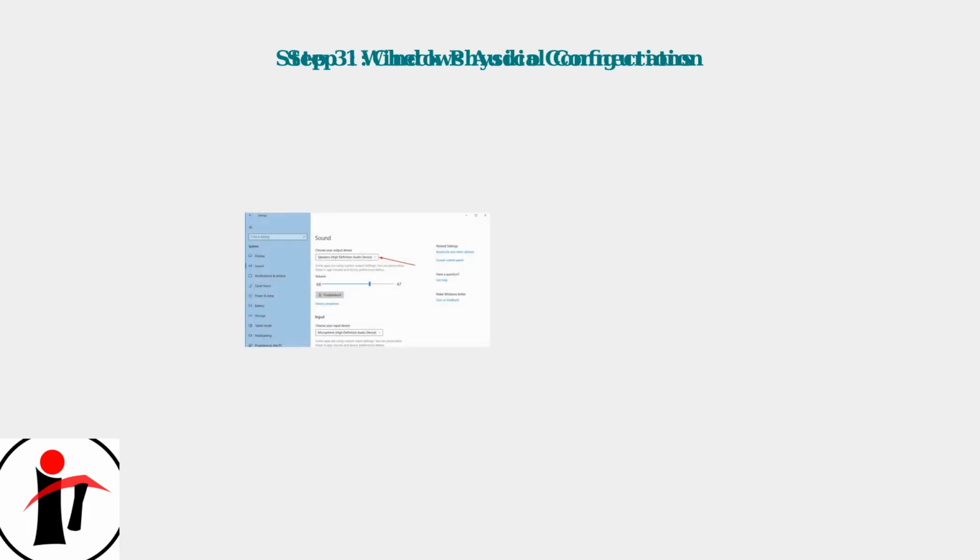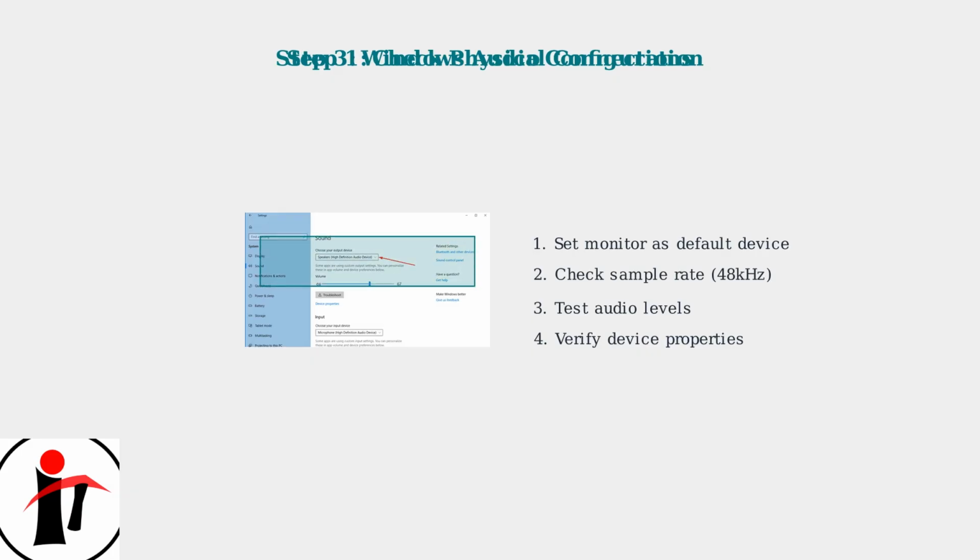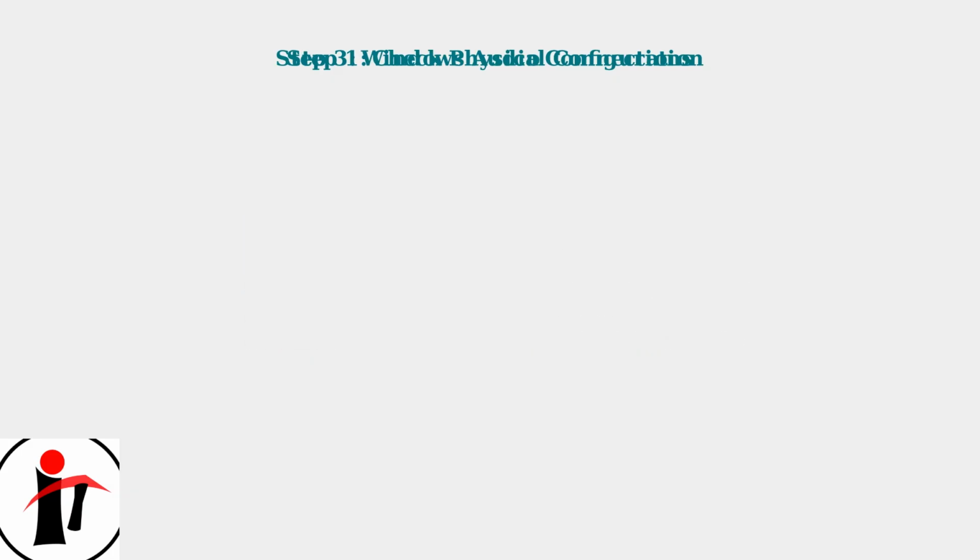Next, check your Windows audio settings. Open Sound Settings and ensure your Sceptre monitor is selected as the default audio device. Verify the sample rate is set to 48 kHz for optimal compatibility.